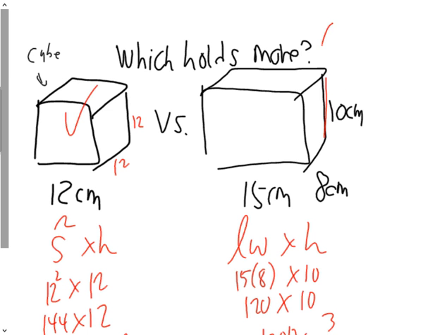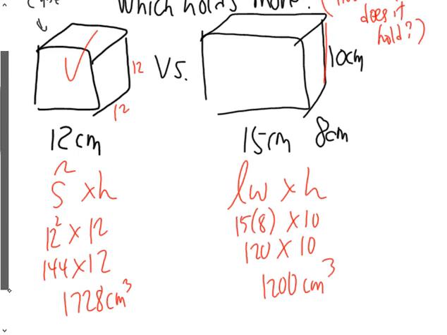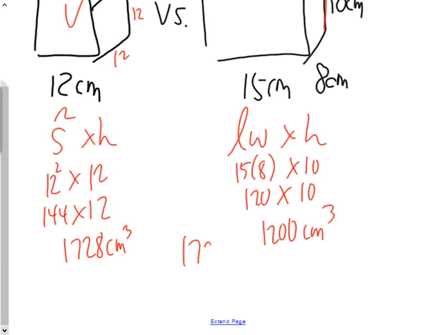Now, I should actually mention this to you. On the test, I might ask you this: how much more does it hold? And if I asked you that question, you'd simply have to take the one that has more of it, so in this case, this much, and subtract the one that has the least amount, and you get 528 centimeters cubed more space in the cube than in the rectangular prism.